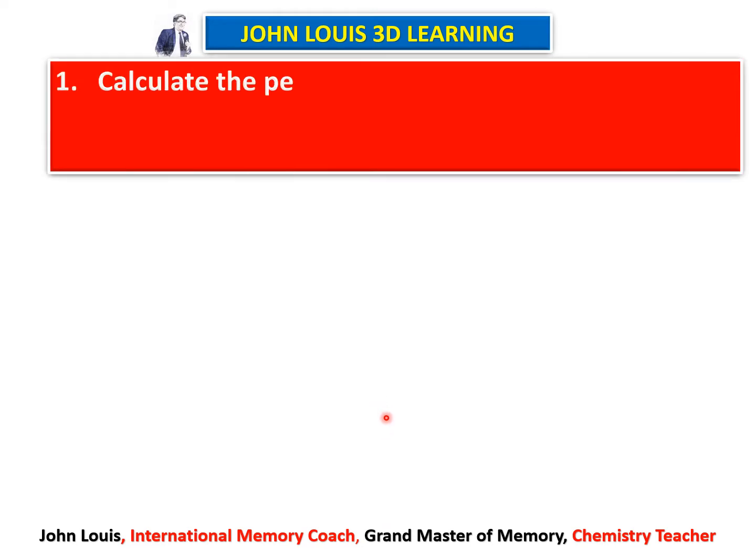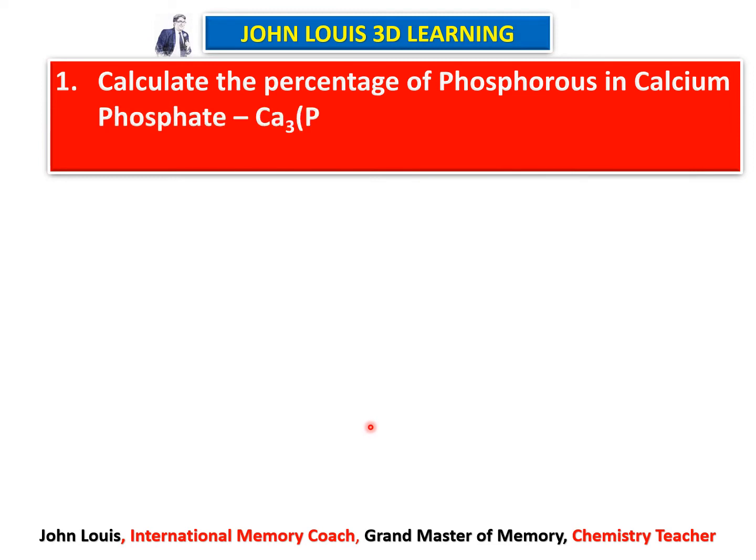So first let us calculate the percentage of phosphorus in calcium phosphate. First of all we should know the formula for calcium phosphate. So Ca3(PO4)2. Already we have learned how to write the molecular formulas based on the symbols and valencies, so you know the various steps to write the molecular formula. You should get the formula correctly, and then we need to find its molecular weight, for which we should know the atomic weights. So here are the atomic weights given.